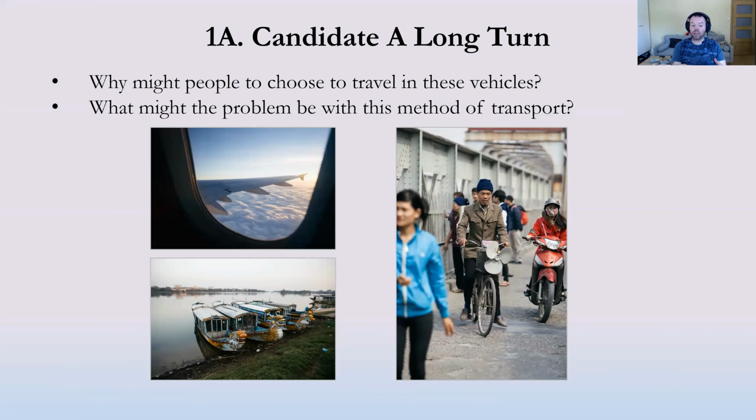They don't have to say which 2. The pictures are there. They have a finger. They can just point. So for example here, why might people choose to travel in these vehicles? What might the problem be with this method of transport?